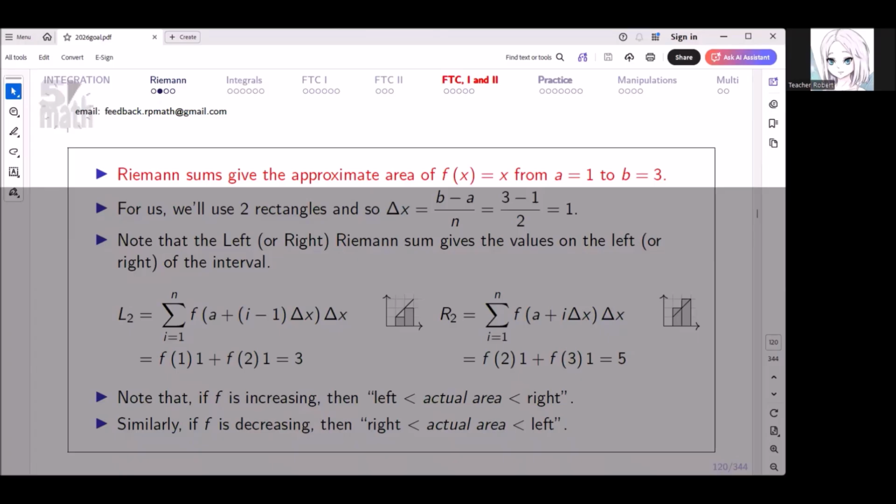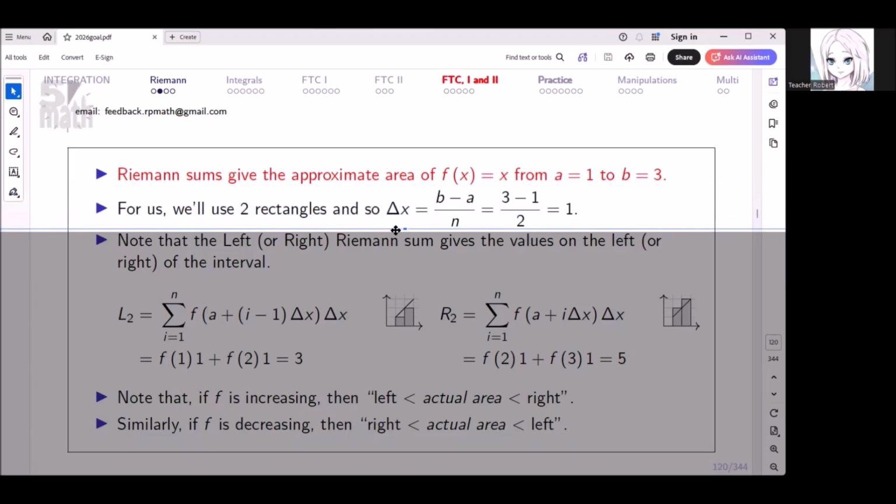Riemann sums give the approximate area of f of x equals x from a equals 1 to b equals 3. For us, we'll use two rectangles, and so delta x equals (b minus a) over n equals (3 minus 1) over 2 equals 1.